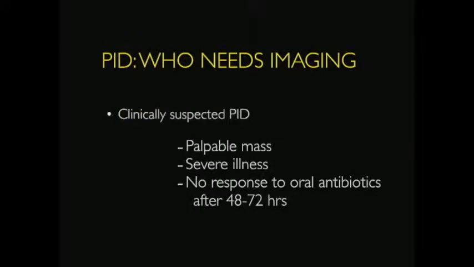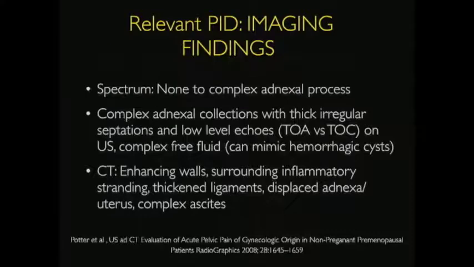And then who gets the imaging is really patients who have a palpable mass, severe illness, or no response to oral antibiotics. And when we do get the imaging, there can be a wide spectrum of findings, because there's a wide spectrum from endometritis to tubo-ovarian complex to abscess.